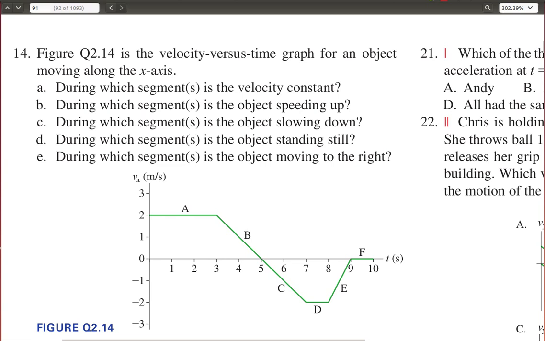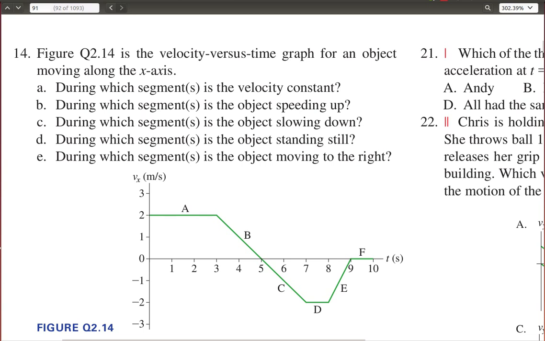So, figure 2.14 is the velocity versus time graph for an object moving along the x-axis. Note this is velocity versus time, not position versus time. Part A, during which segments is the velocity constant?